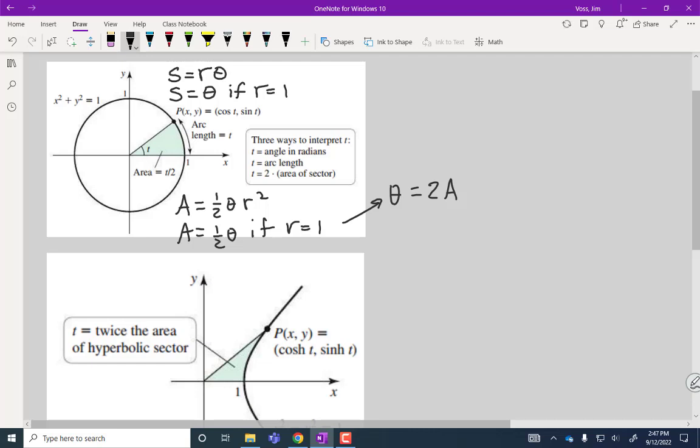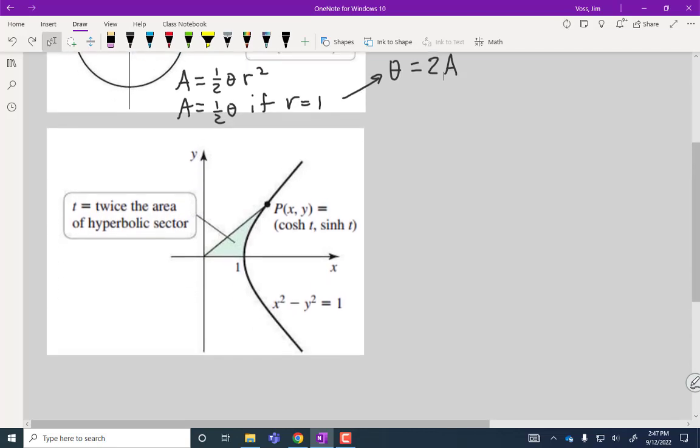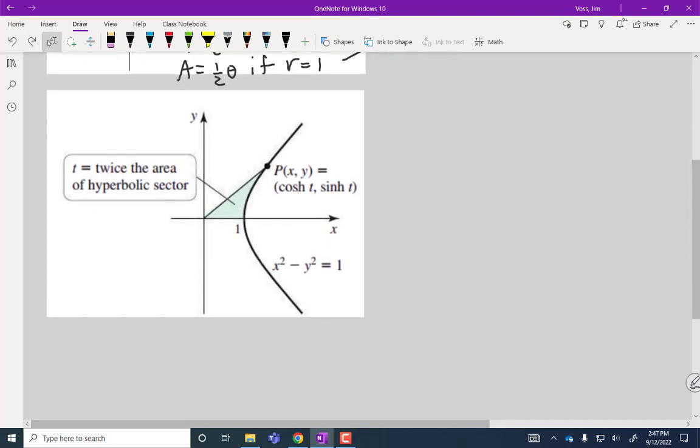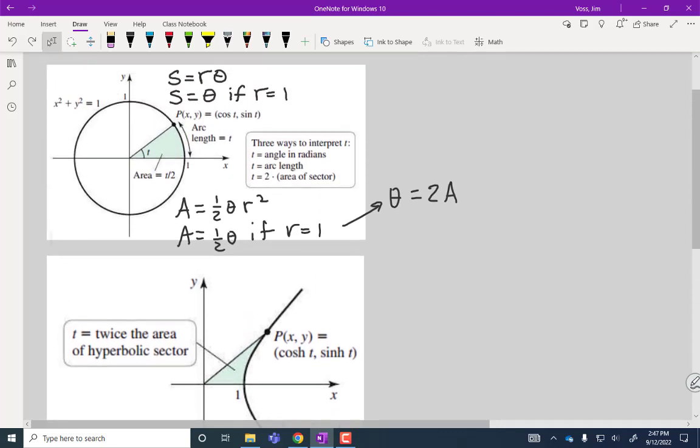And that is the connection to the hyperbolics. If we look at the unit hyperbola, the right side of the unit hyperbola, this is going to be called a hyperbolic sector, and it has the same property. The t value right there, we can't draw it like we can up here. So here, the angle t is there, or you can imagine it as this arc length, like there's a geometric place for that t.